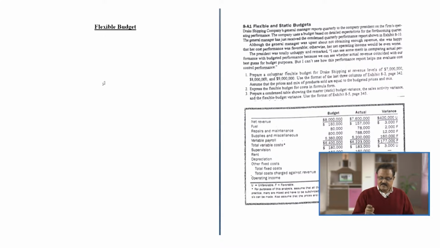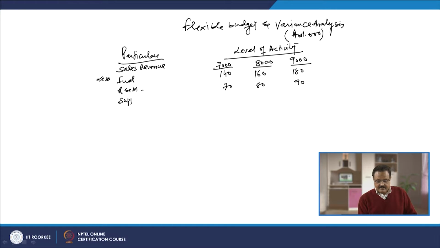Next head is supplies and miscellaneous. How much is supplies and miscellaneous going to be? This is 800 given to us, and this will come up as 700s and this will come up as 900s, right. This is the supplies and miscellaneous, and then is the variable payroll.